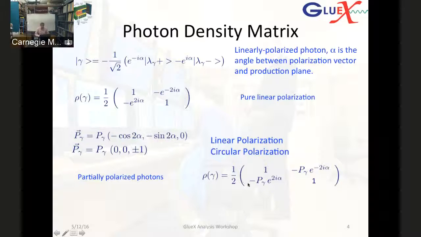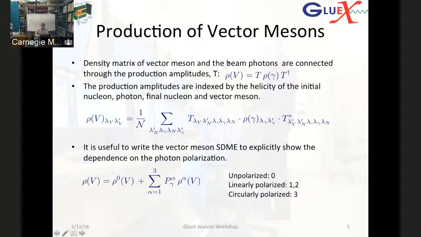So this is the density matrix here. That just describes the initial photon state that we have, and knowing the polarization lets us write that for each one of our events. Okay, so what do you do with that? That density matrix, coupled with the production amplitudes T, so there's a production amplitude T, it's T dagger, the density matrix of the initial photon, gives you the density matrix of the produced vector meson.